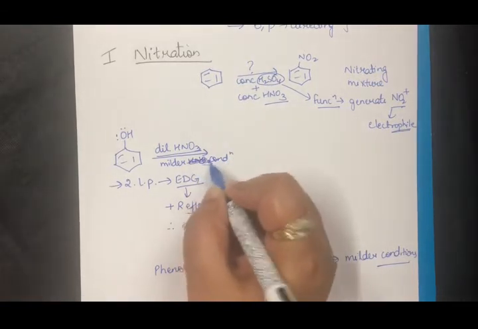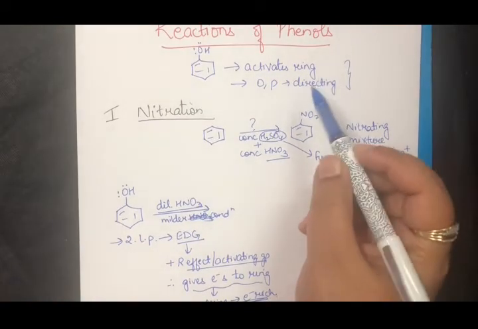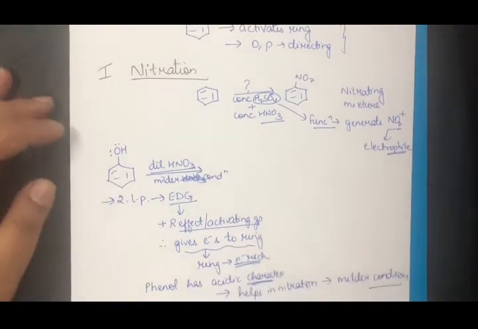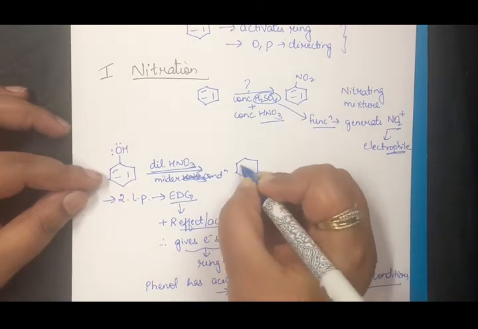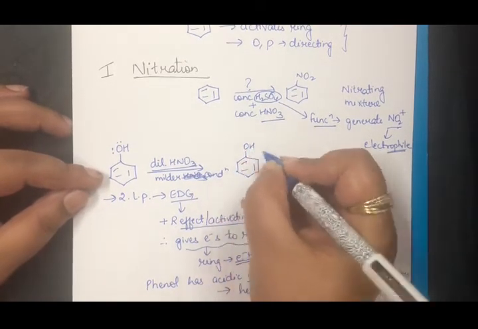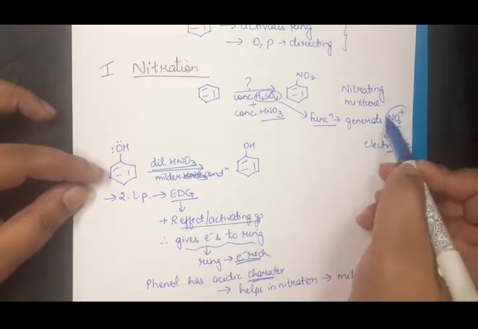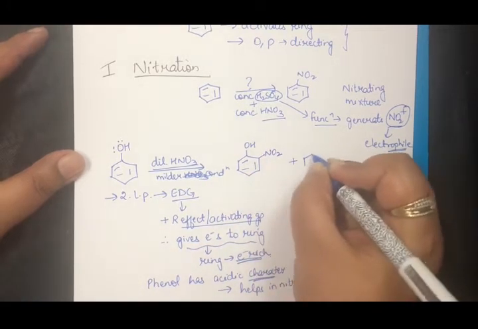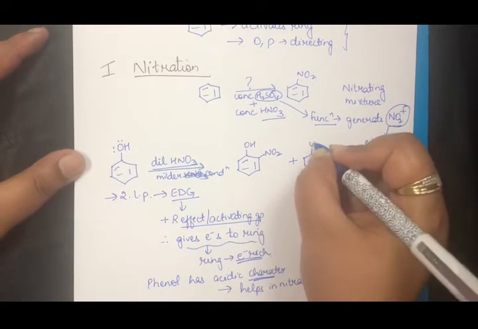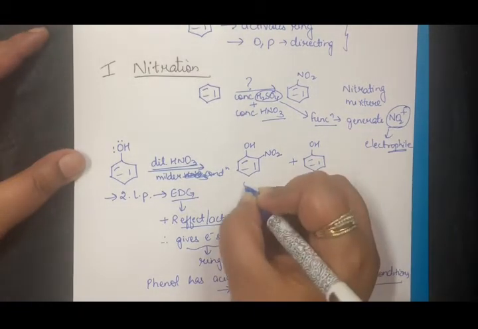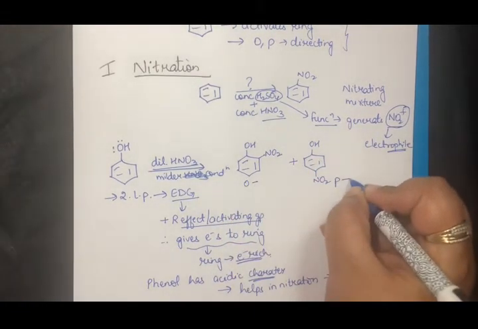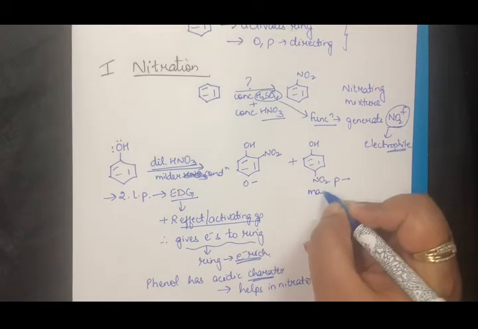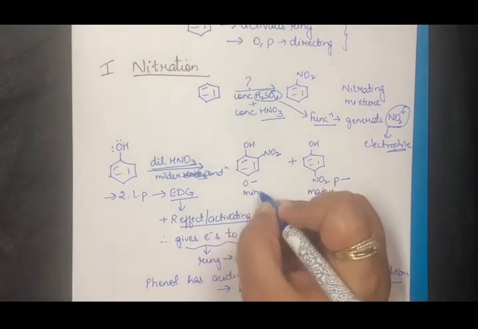Now what will happen? We just talked about that because of the OH group present, this activates the ring and it is ortho-para directing. So what will happen if you do the nitration of phenol under milder conditions? The NO2 group, the electrophile that was released, will go where? It will go to the ortho position and it will go to the para position. This is ortho and this is para, right? Now which is the major and which is the minor product? You know, this is the major product and this is the minor product.